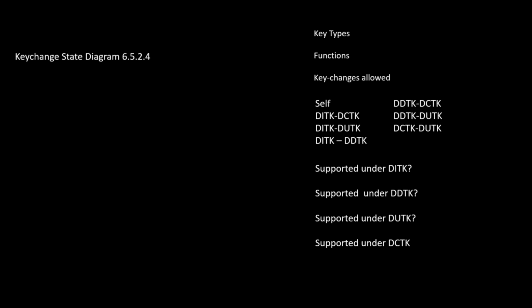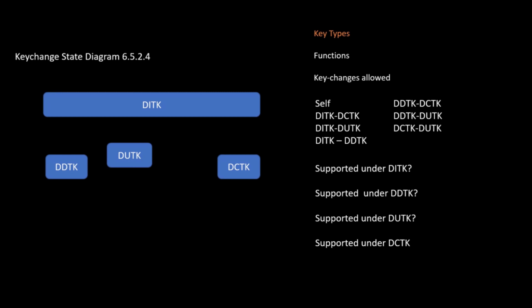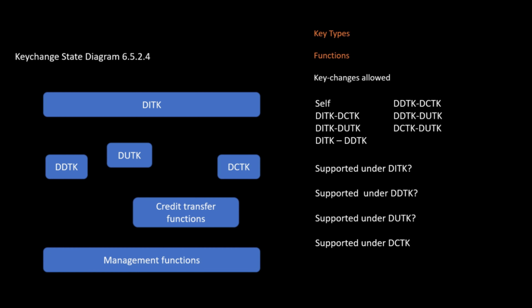Now we'll have a look at the key change state diagram shown in 6524 of the IEC document. If you have a look at the key types that we have mentioned, we have a DITK right at the top, then you have a DDTK, a DUTK, and a DCTK. What functions do we have? We have credit transfer functions and management functions that tokens can do with a meter essentially.